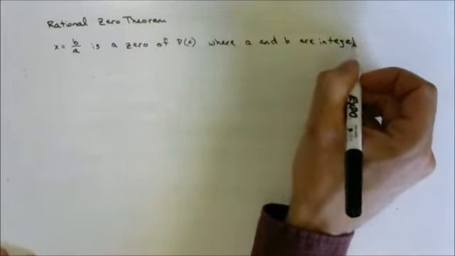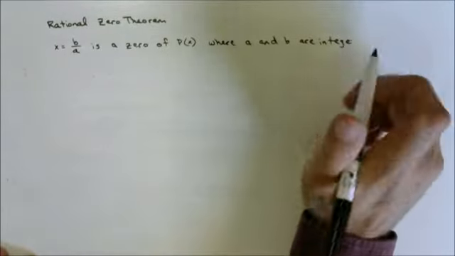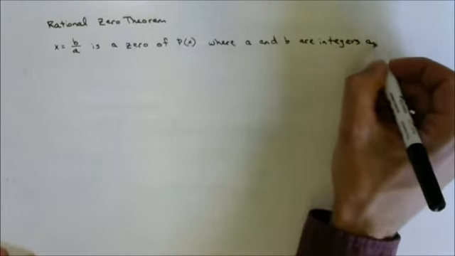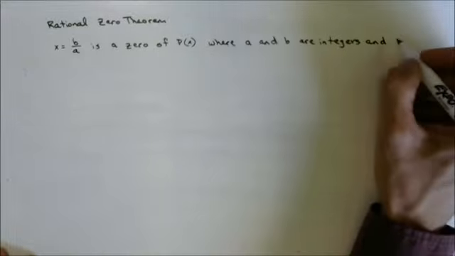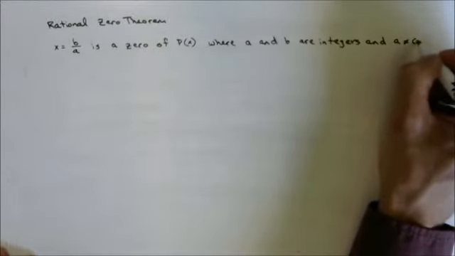So that's how you make a fraction. You put an integer over another integer. Where a and b are integers, and the other common restriction, the denominator, a, cannot be 0.